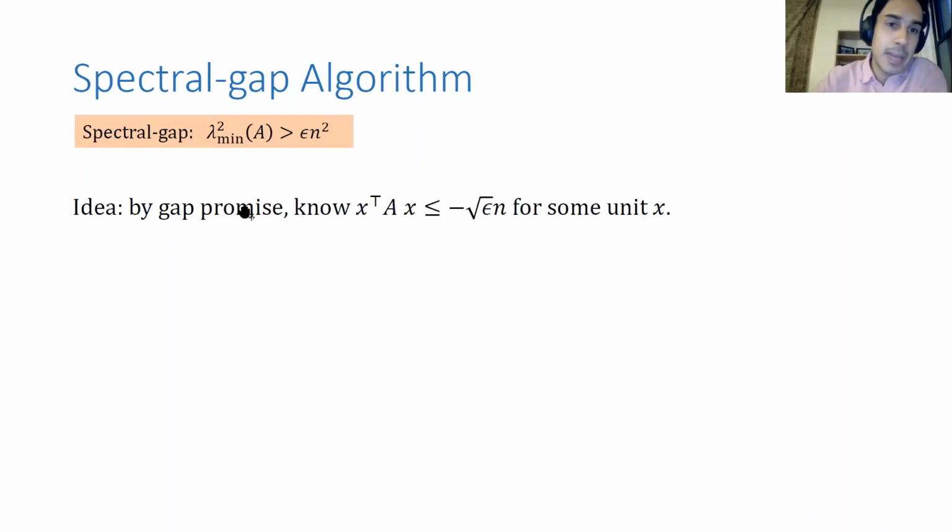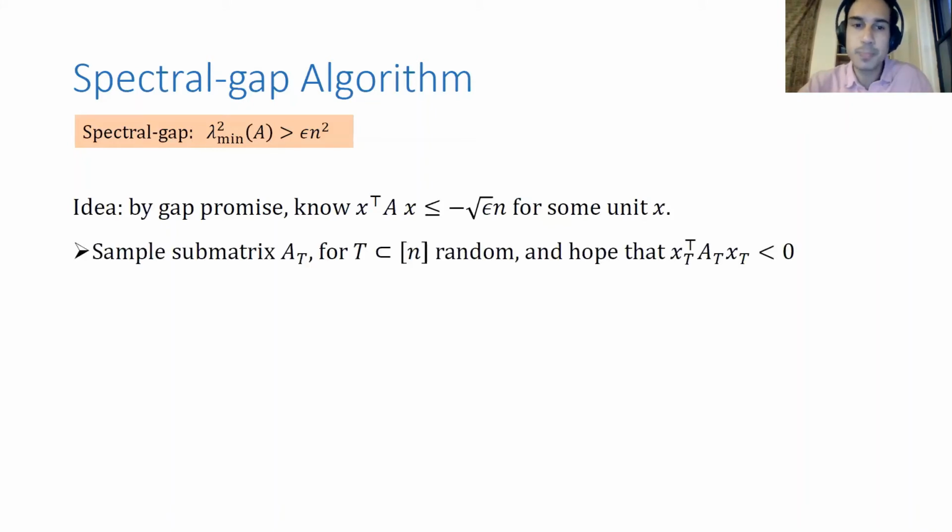And remember, the spectral norm gap says that we have at least one negative eigenvalue whose squared value is larger than epsilon n squared. So the idea is that we know that there's some associated eigenvector x such that if you look at the quadratic form of A with x, x transpose A x is less than negative root epsilon n. Root epsilon because we have to take square roots here. So we know that there's some eigenvector which has a very large negative quadratic form.